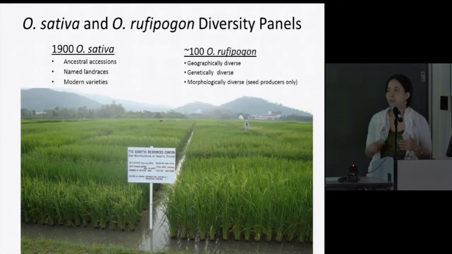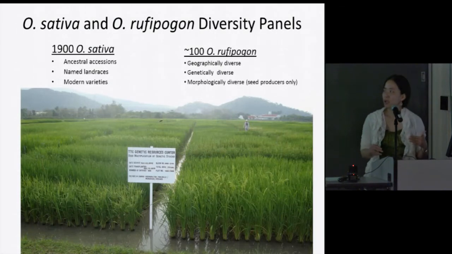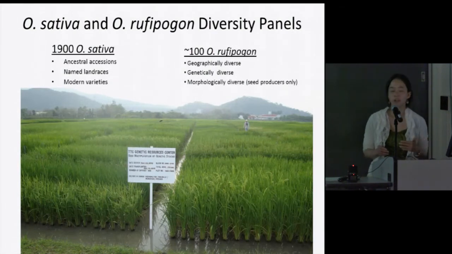So this is a big collaborative project in Susan's lab with many institutions. The major collaborators are the Dale Bumpers National Rice Research Center in Stuttgart, Arkansas, and also the International Rice Research Institute in the Philippines. And together, what we've done is compose a panel of 1900 Oryza sativa varieties that include not only some ancestral accessions, but also land races and modern varieties, and a panel of geographically, genetically, and morphologically diverse Oryza rufipogon, which I had chosen from the previous panel of 180 lines that we had genotyped.